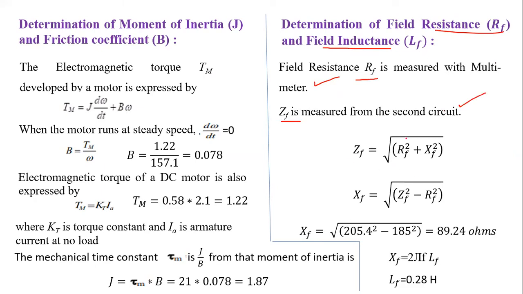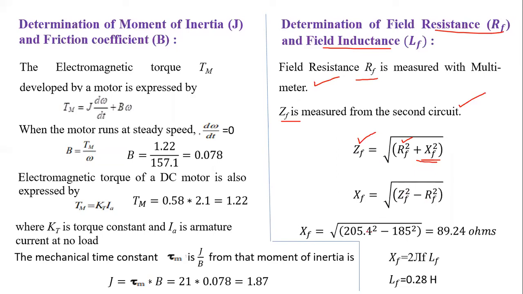From ZF equal to root of RF square plus XF square. Now we know the field impedance ZF and we know the field resistance. By using these two, we are identifying the XF. From that, XF is equal to square root of ZF square minus RF square. So what is the ZF value?